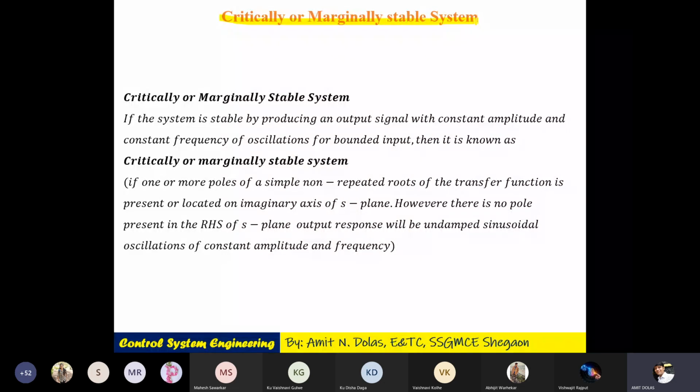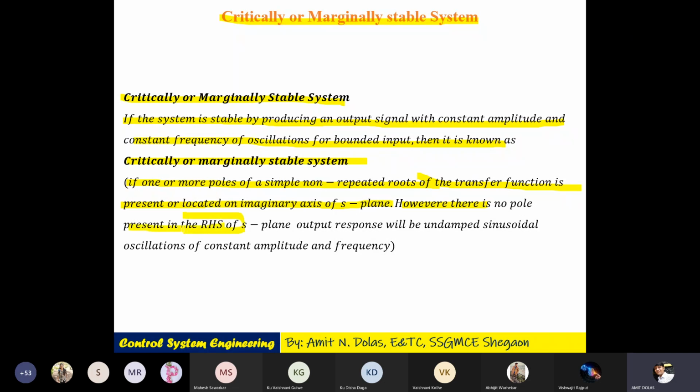Critically or marginally stable. Critically or marginally stable system. If the system is stable by producing an output signal with constant amplitude and constant frequency, oscillate for bounded input is known as critically or marginally stable. If one or more pole of simple non-repeated root of the transfer function is present or located on axis of S plane, however, there is no pole present in right hand side.